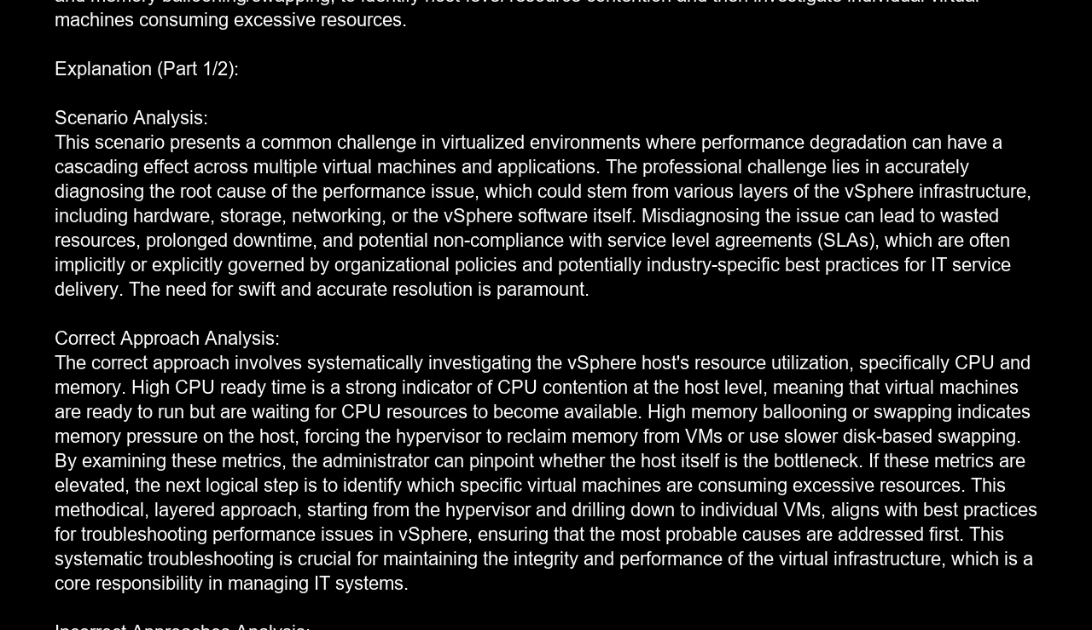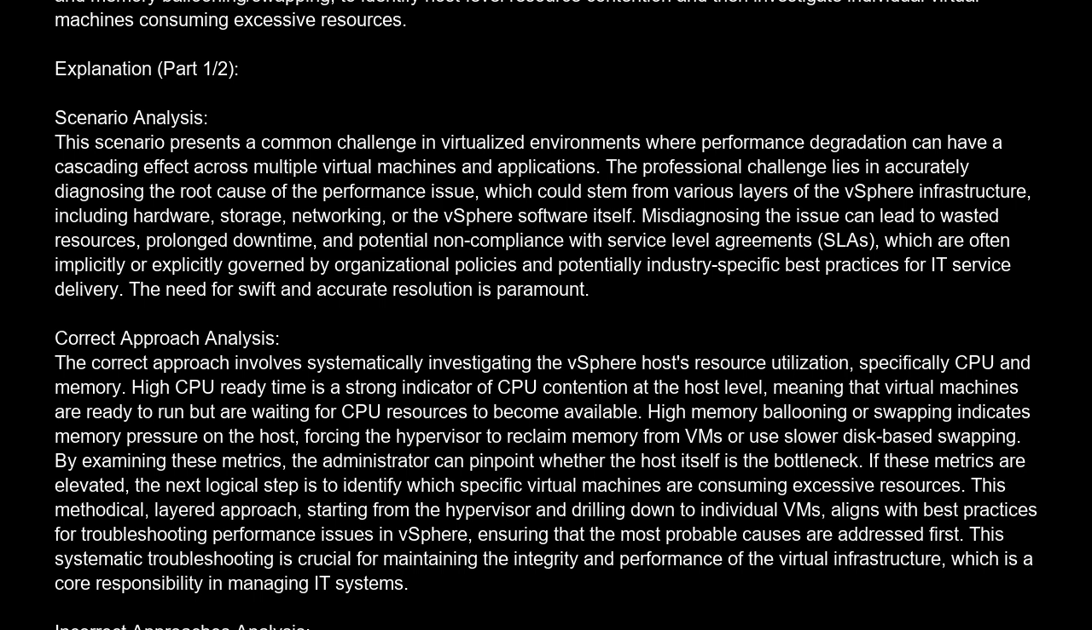Explanation. Scenario analysis. This scenario presents a common challenge in virtualized environments where performance degradation can have a cascading effect across multiple virtual machines and applications. The professional challenge lies in accurately diagnosing the root cause of the performance issue, which could stem from various layers of the vSphere infrastructure, including hardware, storage, networking, or the vSphere software itself.